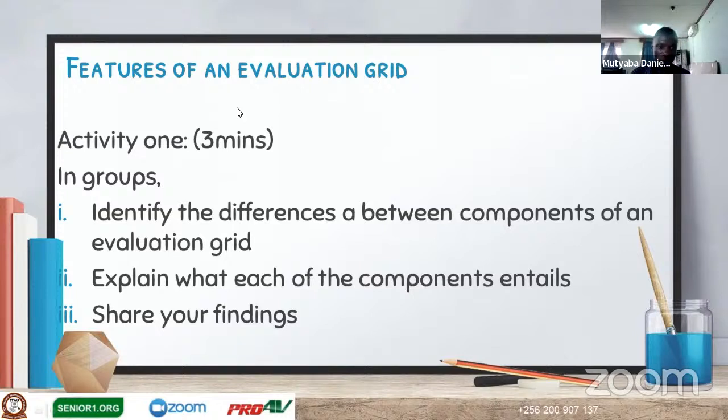Can we use some 3 minutes and we work out this activity? 3 minutes. Get a paper and you jot down some features or components of an evaluation grid, and then you can explain to us what each of the component entails. Just 3 minutes in the interest of time.